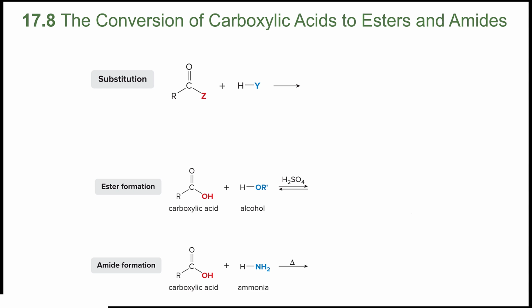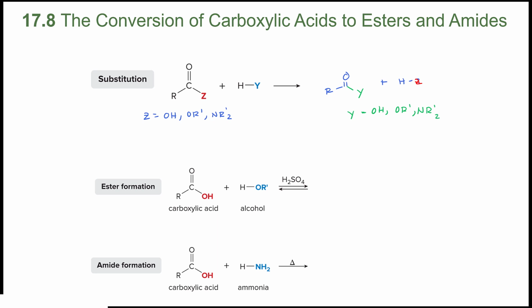To convert carboxylic acids to esters and amides, we're going to do a substitution reaction. So we start with this basic formula here where Z can equal an OH, OR prime, or NR prime 2, and Y is going to replace Z. And here Y equals OH, OR prime, or NR prime 2.